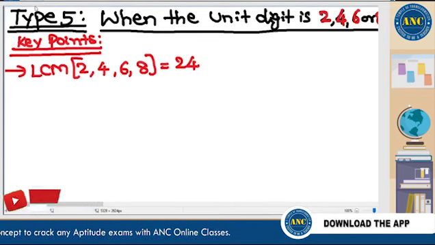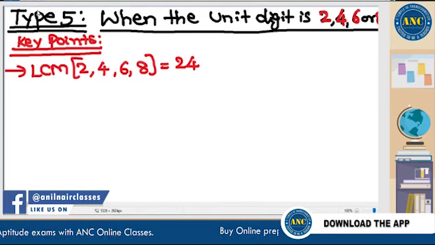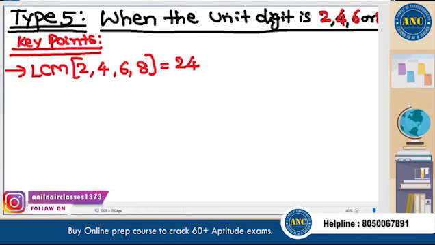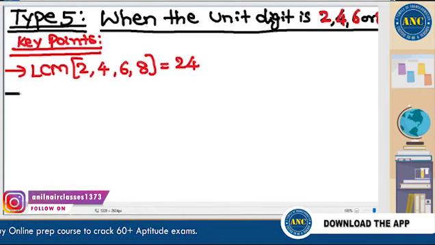Now listen to this carefully, sir. Sir, do not worry about that question, Gagan. I will come back to that question. Concentrate on type 5. Let me come back to that question later on. LCM of 2, 4, 6, 8 is 24.